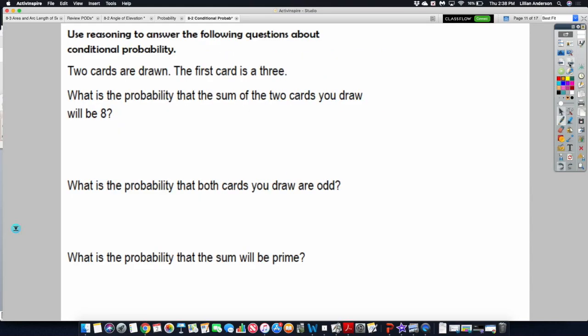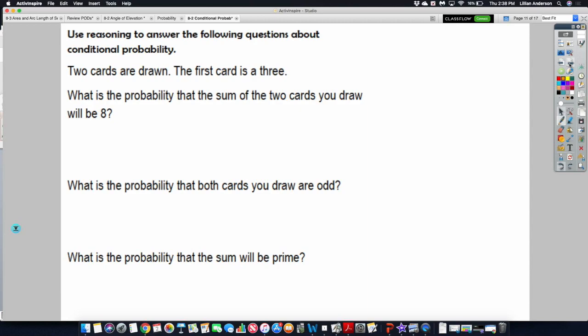Two cards are drawn. The first card is a 3. What is the probability that the sum of the two cards you draw will be an 8?